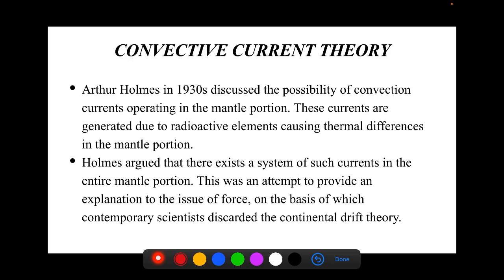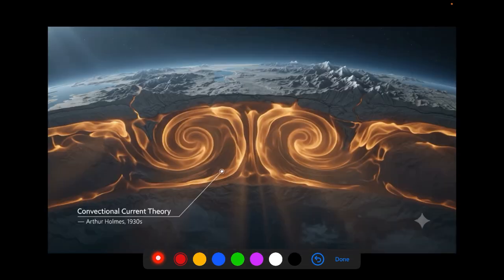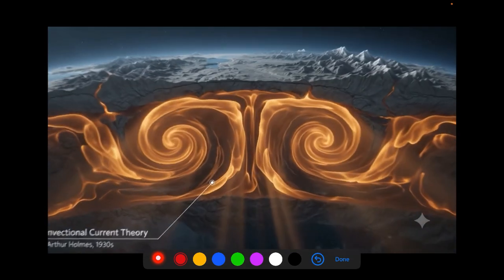We are over with the portion on the continental drift theory. We have seen the evidences, we have seen the limitations, we have also seen the force that was discussed by Wegener, but the reasoning that was given by him was not convincing enough. So when we see the convective current theory, let's first see a video to understand.